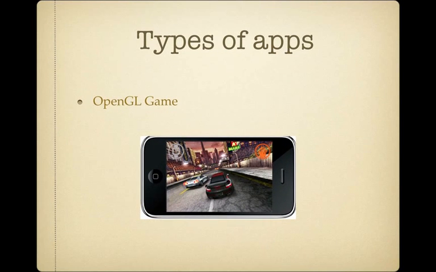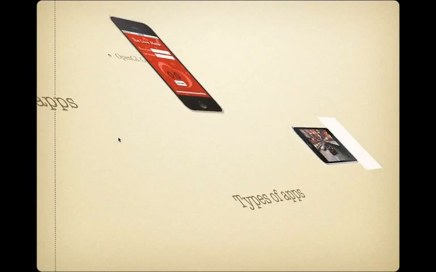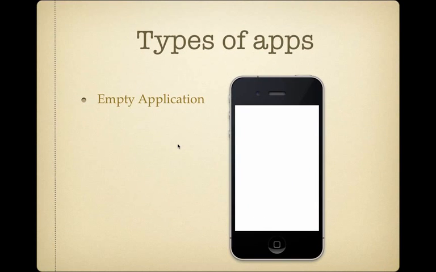Now another type is the OpenGL game, and from its name it's for creating games. We will not handle this type of application in this series of tutorials. And the last type is the empty application. So if you want to create any empty application or start your application from scratch, all you have to do is create an empty application. And this type of application will be used when you start Xcode and you want to choose your type of application.